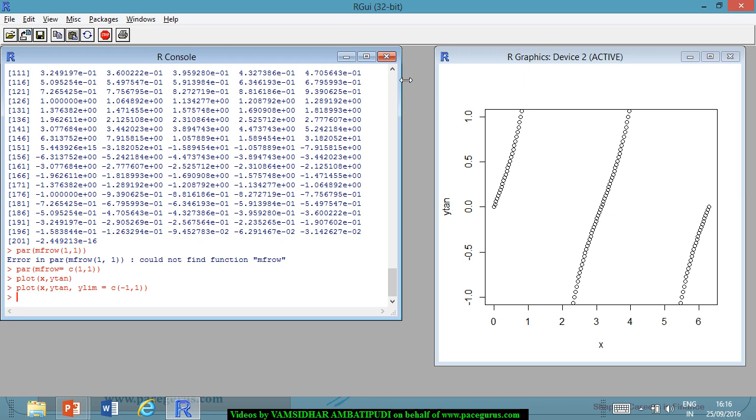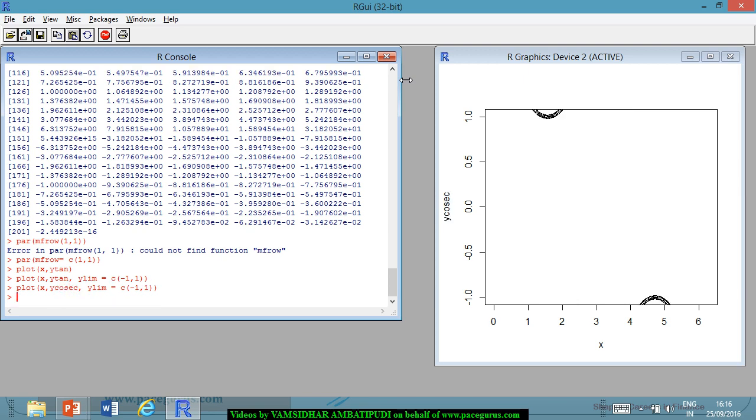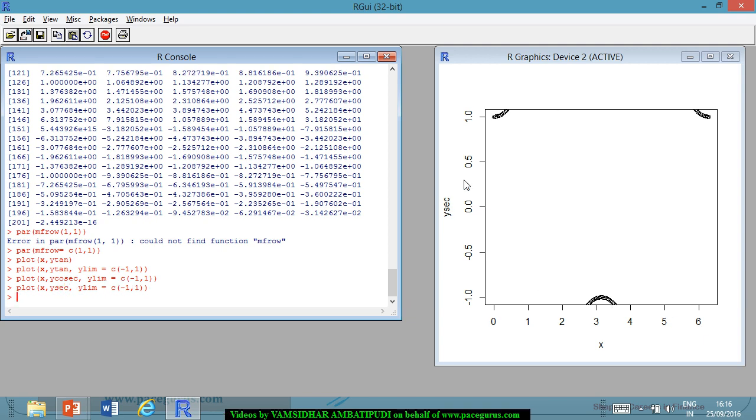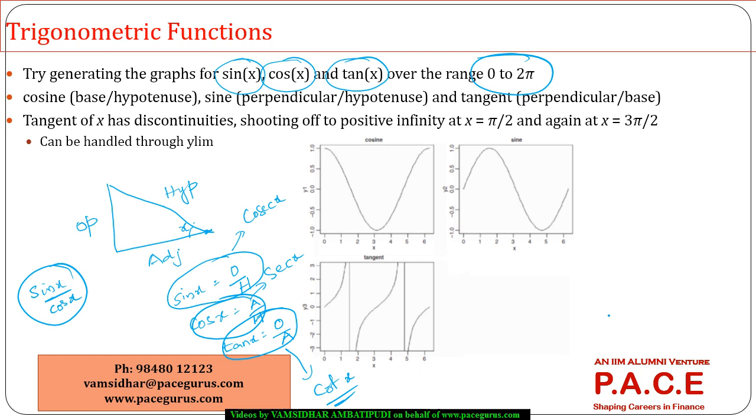Similarly, I can go for cosecant. The same logic, instead of y tan, I'll go with y cosecant, which is giving me the curve somewhere here and somewhere here, just above 1, below -1 kind of stuff. The same thing goes with secant. And the cot also goes exactly opposite to that of tan. So these are the different kinds of trigonometric functions that we need to be comfortable with. We should be able to plot these kind of trigonometric functions.